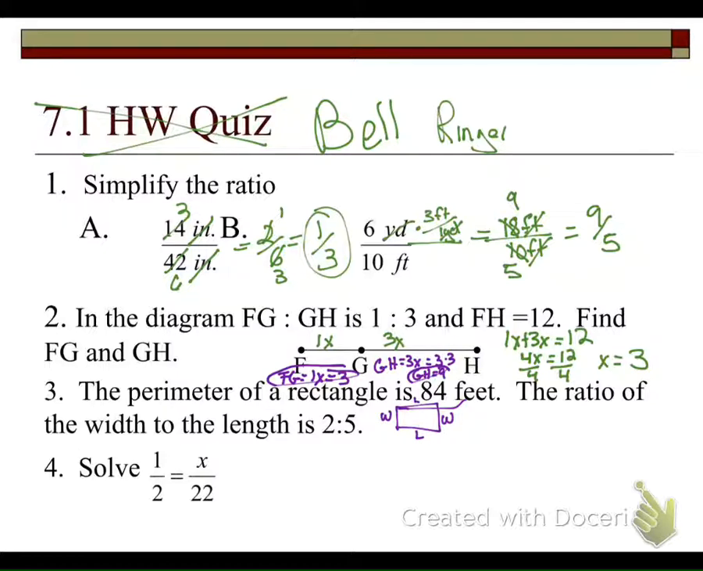Okay, so our perimeter equation equals 2 length plus 2 width.